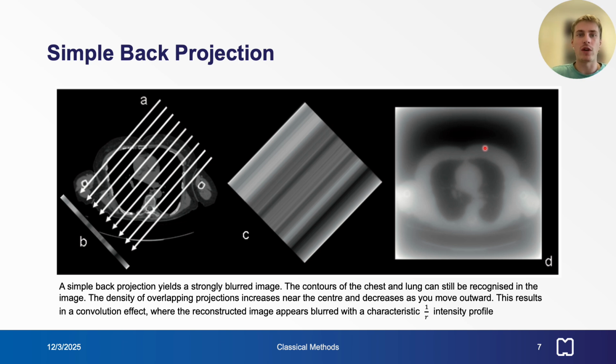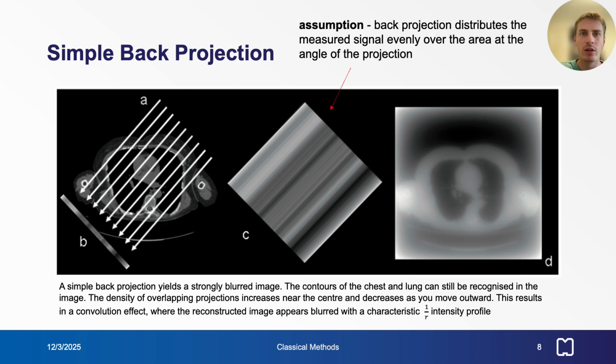And this blurriness follows a 1/r pattern, and this is caused by the decreasing density of overlapping projections as you move radially outwards. So you should note that one of the key assumptions in simple back projection is that the measured signal is distributed evenly over the line of projection at each angle.